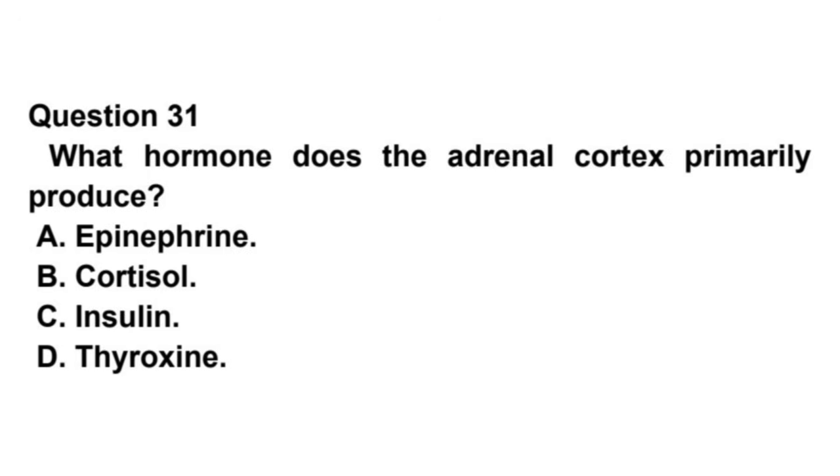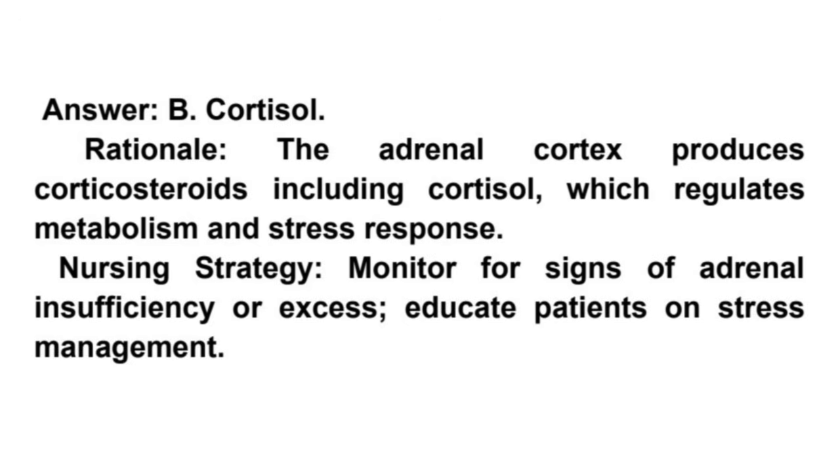Question 31. What hormone does the adrenal cortex primarily produce? A. Epinephrine. B. Cortisol. C. Insulin. D. Thyroxine. Answer: B. Cortisol. The rationale: the adrenal cortex produces corticosteroids, including cortisol, which regulates metabolism and stress response. Nursing strategy: monitor for signs of adrenal insufficiency or excess. Educate patients on stress management.